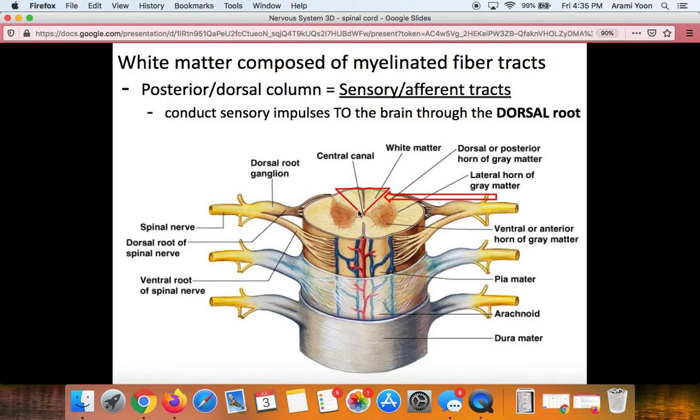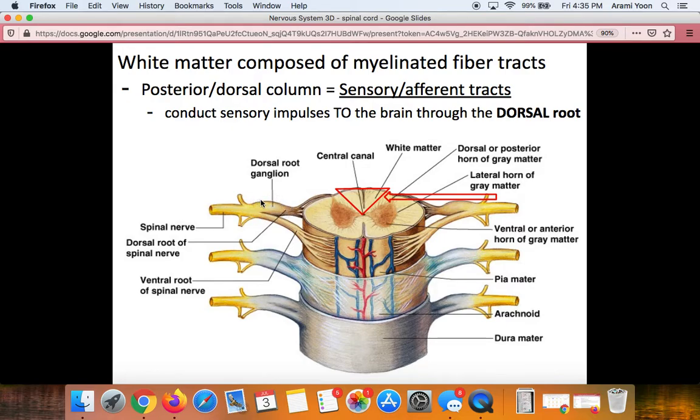This is where you're going to find sensory tracts or afferent tracts, tracts meaning bundles of axons in the central nervous system. So these tracts will conduct sensory impulses to the brain through the dorsal root of the spinal nerve. So here is the dorsal root, and then you'll notice that it has this bulge right here and right here.